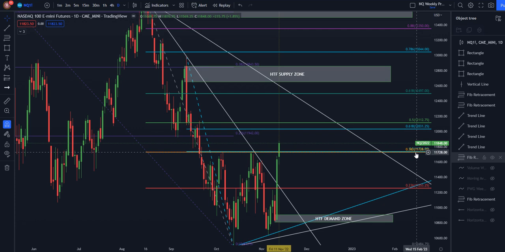So 700 to 735 is going to be important in NQ, and it's right in the middle of Friday's candle. Then the next one goes up to the 236 off the COVID lows.